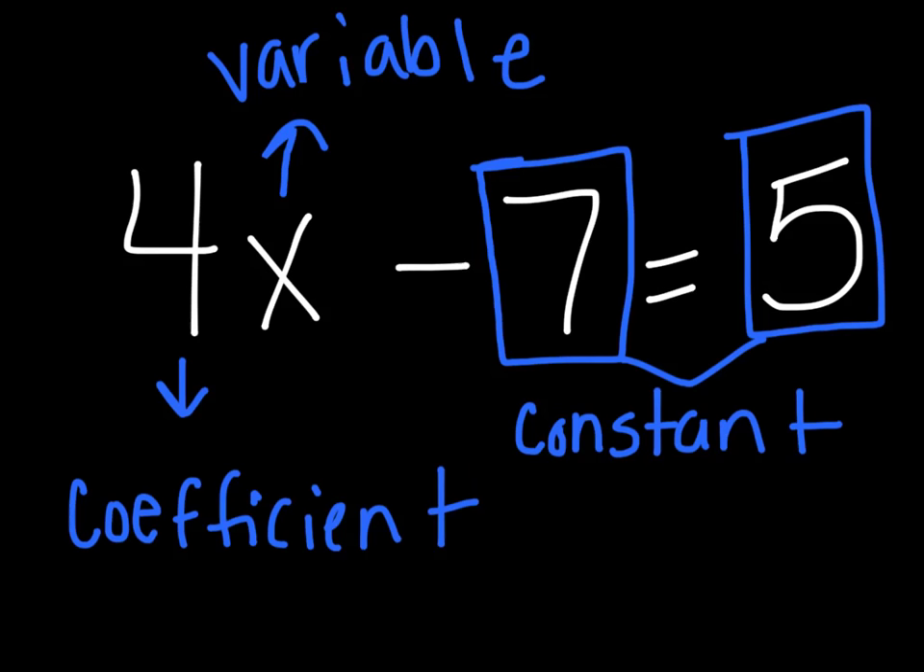Okay, this is another example now applying the terms that we've learned. So here we have a coefficient because it's multiplying the variable, which is x, and we have 2 constants in this example, 7 and 5, because they are standing alone.